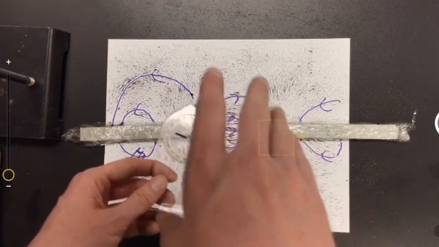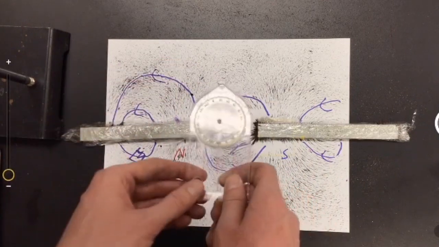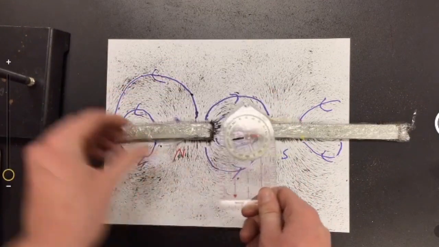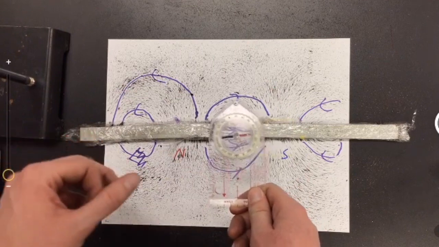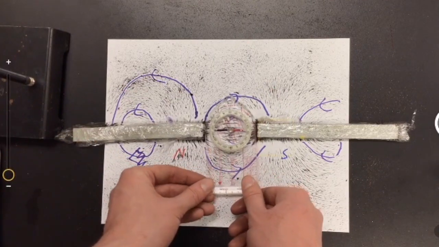So remember the definition of magnetic field direction. How do we determine what direction the magnetic field has at a certain point? We place a test magnet there and see which way its north end points. So let's stick it there. Aha, there we go. Just like we predicted, right?